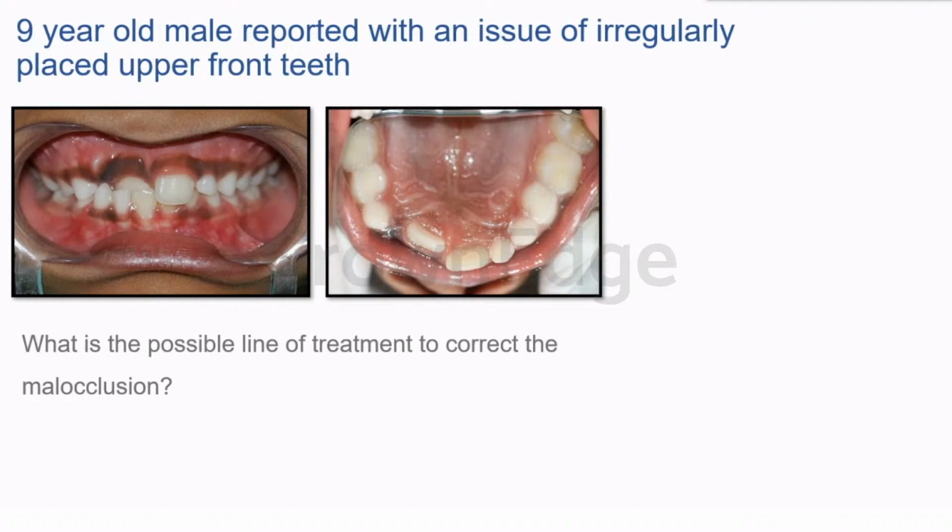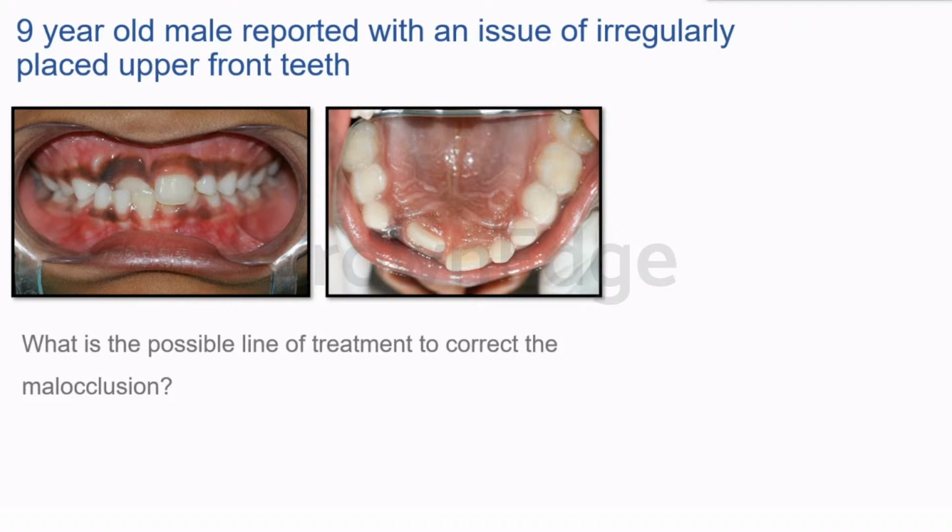Okay. A 9-year-old male patient reported with an issue of irregularly placed upper front tooth. What is a possible line of treatment to correct the malocclusion? Now, what is this image? What malocclusion are you able to see in this image?